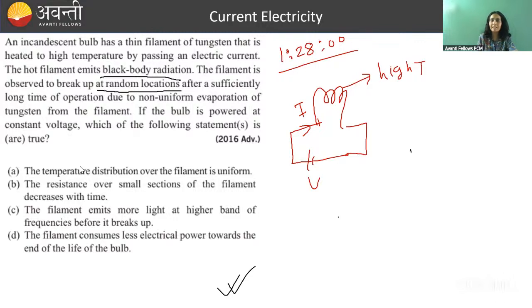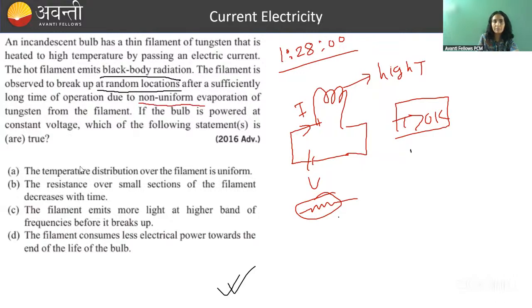Hot filament, anything hot will emit radiation. Anything greater than temperature 0 Kelvin will emit radiation. We already know this, right? So this is also going to emit radiation. The filament is also observed to break up at random locations. So filament का कुछ location है certain length तक, and that is randomly breaking at any location after a sufficiently long time of operation due to non-uniform evaporation of tungsten from the filament. Non-uniform evaporation हो रहा है.